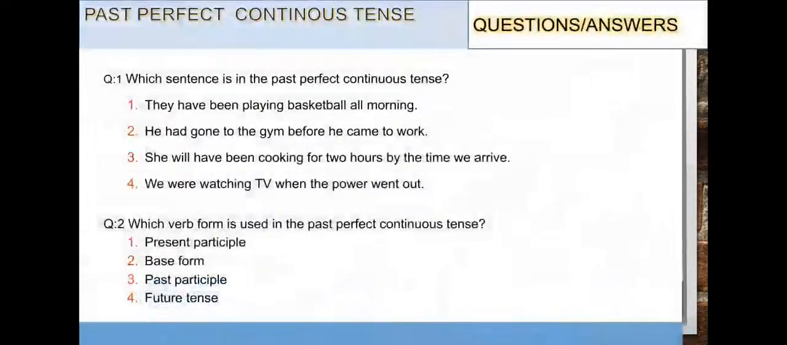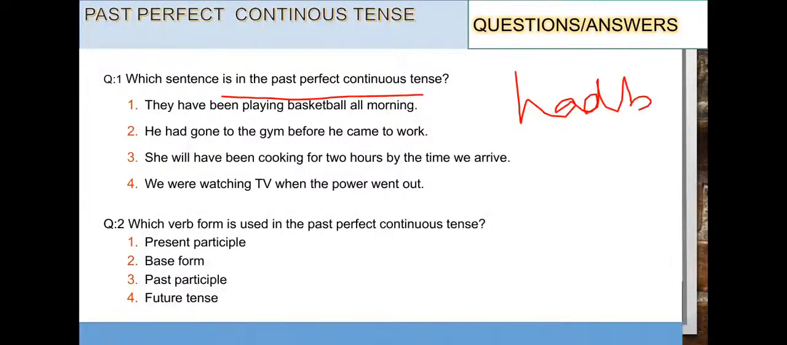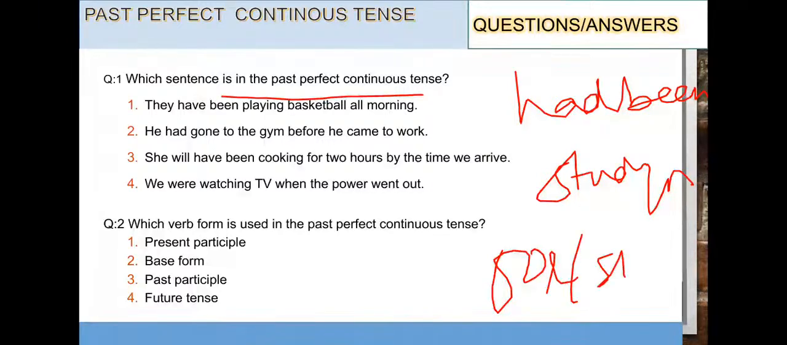Okay, let's have some examples. Which sentence is in the past perfect continuous? Makes sense, had been is the helping verb for past perfect, and we have the ing form of the verb, and one more identifying thing is for and since. Let's check if there is any kind of for and since.